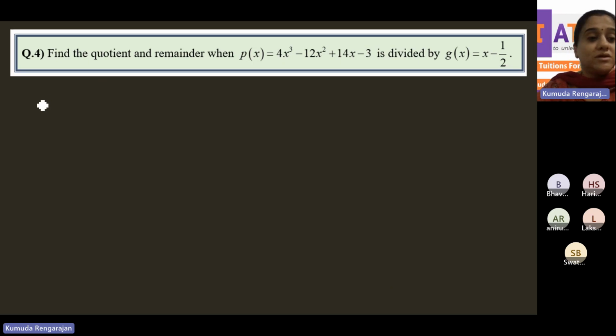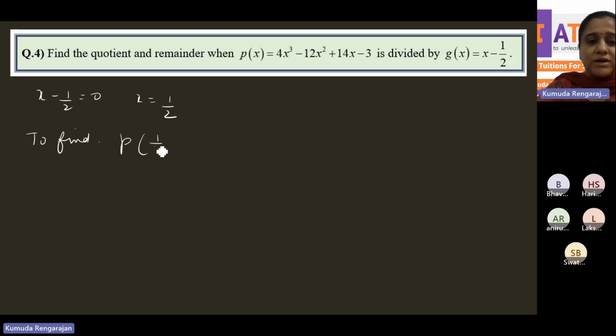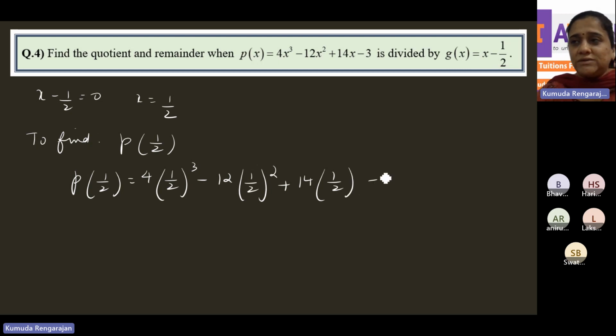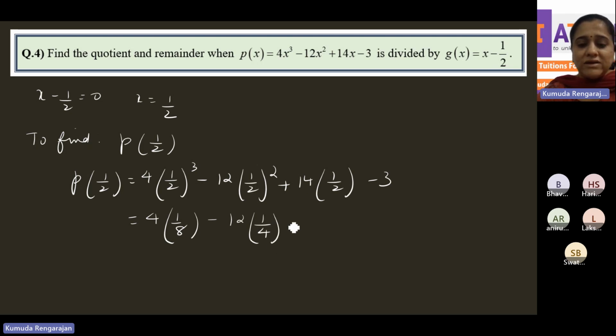All right. So by using the remainder theorem, x minus 1/2 is equal to 0. x is equal to 1/2, right? Now we have to find P of 1/2 to find the remainder. So how do you find P of 1/2? P of 1/2 is equal to 4 into 1/2 the whole cubed minus 12 into 1/2 the whole squared plus 14 into 1/2 minus 3. So this is 4 into 1/8 minus 12 into 1/4 plus 7 minus 3.